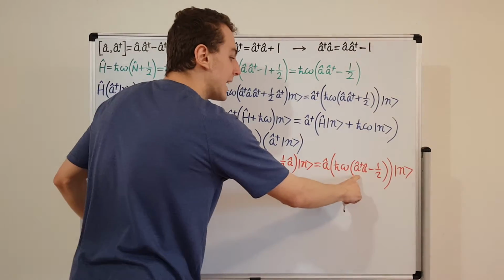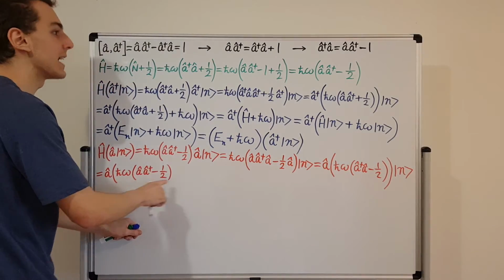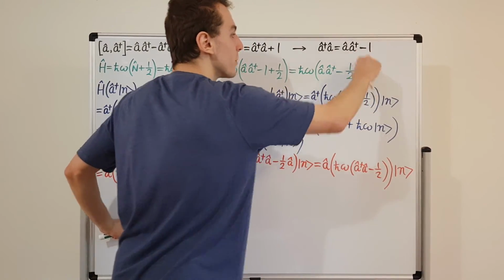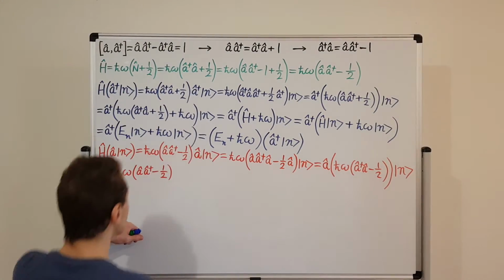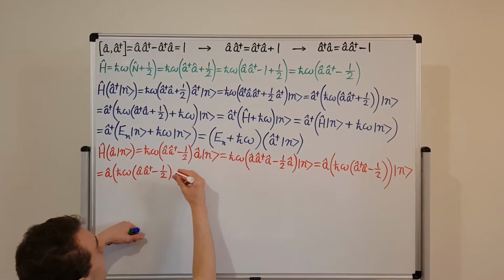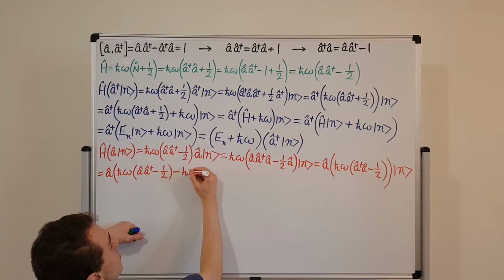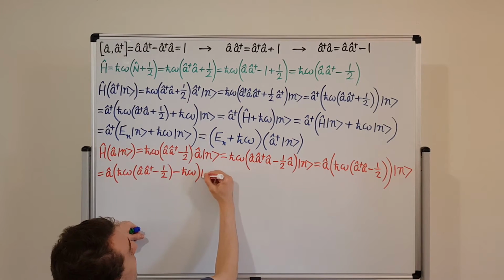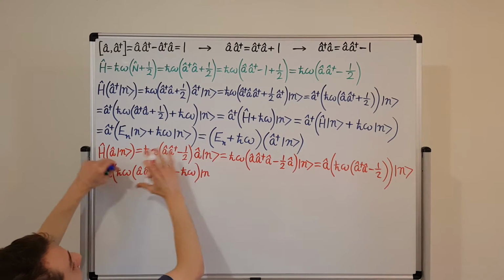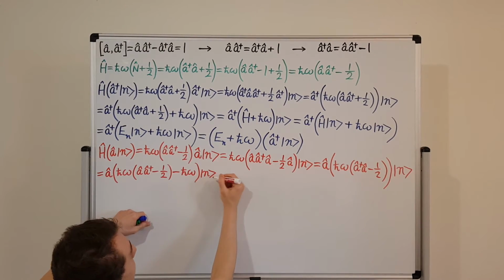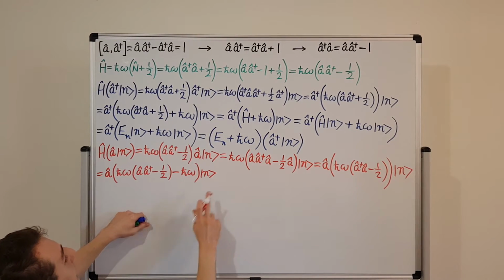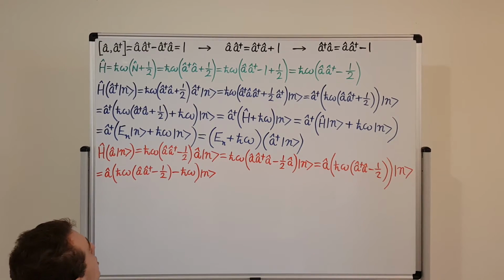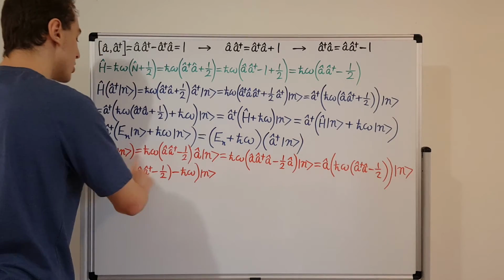So when I swap A dagger A to A A dagger, I have to introduce a minus 1. That comes from the commutation relation. So this minus 1, I'm going to factor out, and I'm going to multiply it by h bar omega. And now I have to multiply all of this. All of this has to act on the ket. So we're acting on this ket. Now we have an expression that is identical to the Hamiltonian. So this is equivalent to the Hamiltonian operator.